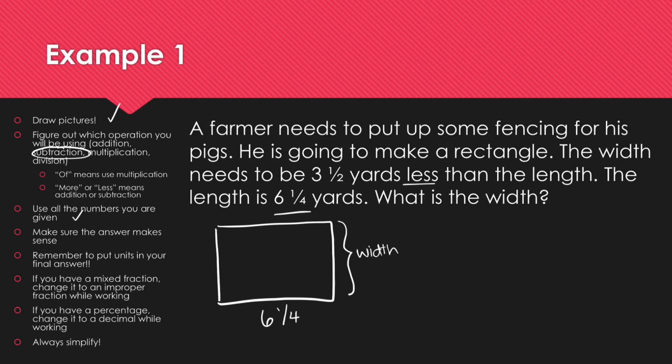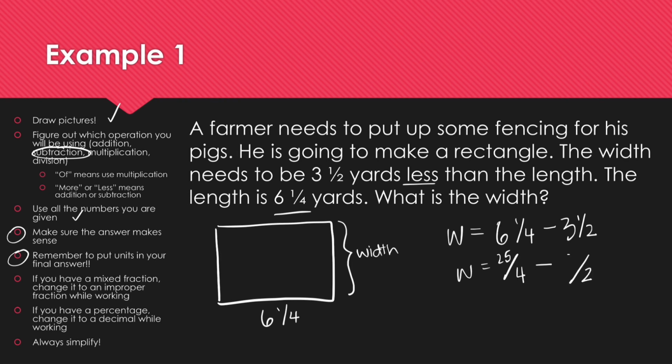I've already used all the numbers I've been given because when I set it up, I'm going to say the width is 6.25 minus 3.5 because I know that width is 3.5 yards less than the length. I'll come back to this one later because I need to solve it first. Same with this one. And I do have mixed fractions, so let's change those to improper fractions. So the width is equal to, 6 times 4 is 24 plus 1 is 25. And then I need to change this one so that I know the denominator is 2, so that becomes 7 because 2 times 3 is 6 plus 1 is 7.